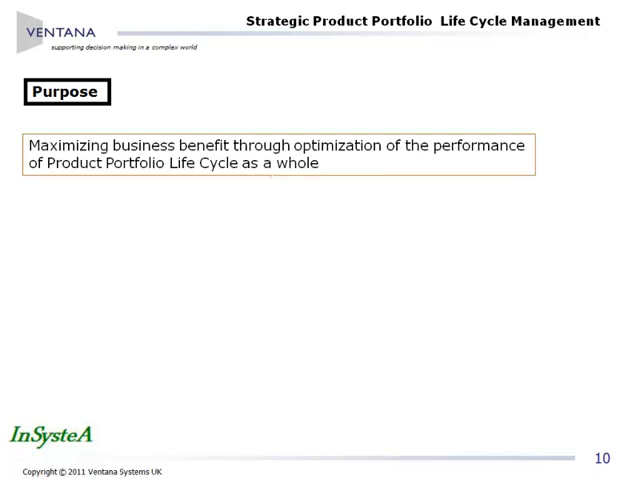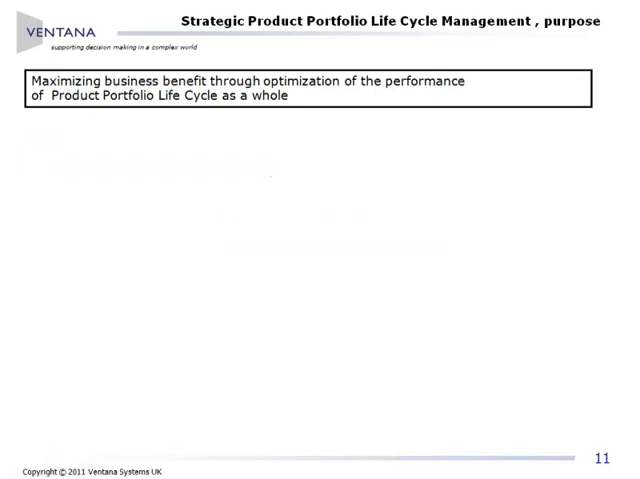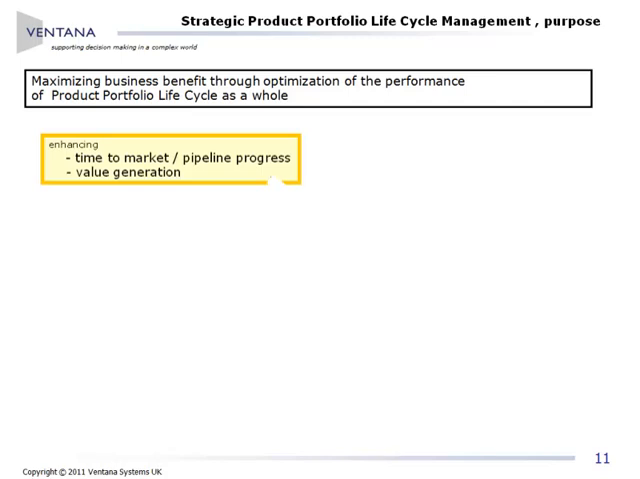It's not a natural English speaker, by the way, so I've had to change some of the sentences. They're quite long. Enable proactive product portfolio life cycle management and strategic governance. And under each of these two headings, there are a number of elements which explain what we're trying to do with the model. Now, I thought we'd go through that just to put into context, and then we can have a look at some more of the detail and some of the output and some of the lessons learned, if you want to call it that.